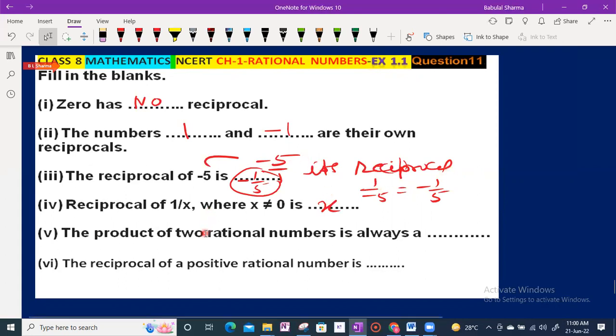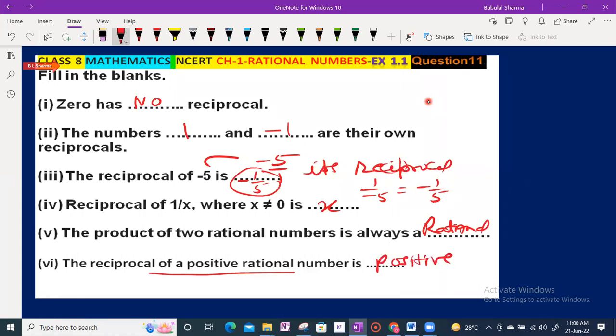And the product of two rational numbers is always a rational number. Closure property में मैंने आपसे डिस्कस किया था कि the product of any two rational numbers is always a rational number. कोई भी दो rational numbers को आप मल्टीप्लाई करें तो हमेशा ही एक rational number होता है. And the reciprocal of a positive rational number is always positive. पॉजिटिव रेशनल नंबर का जो रेसिप्रोकल होता है वो हमेशा ही पॉजिटिव होता है.